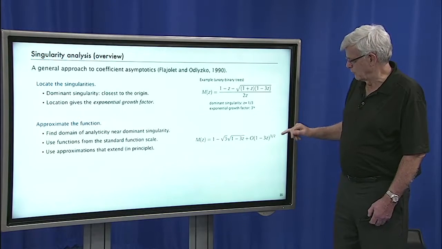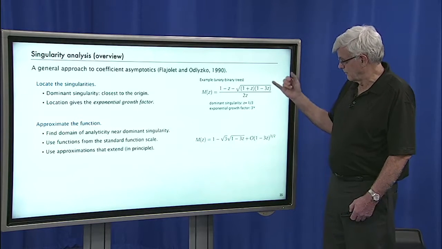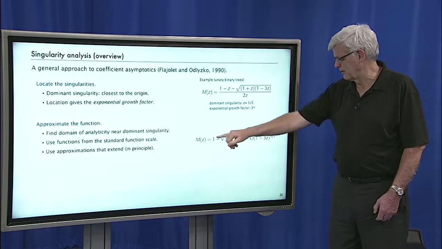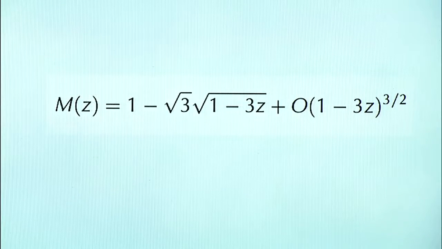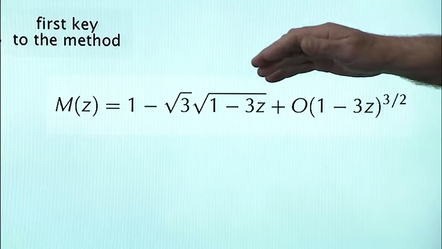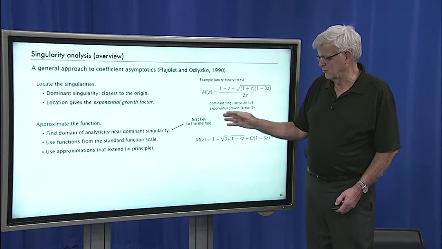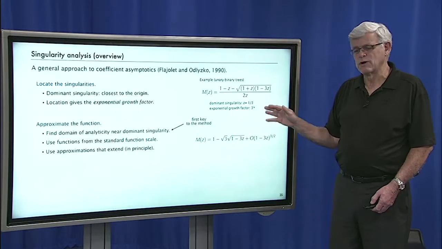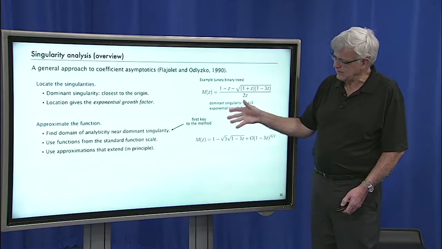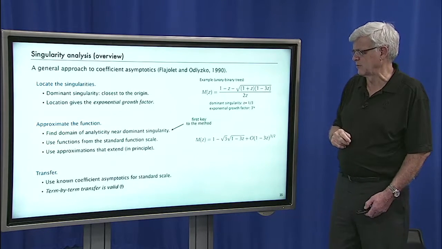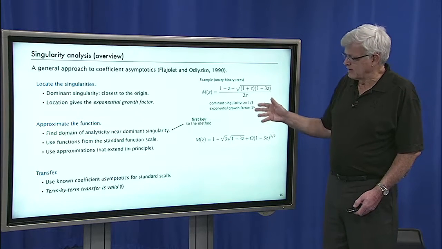So we'll look at how to develop for this function an approximation like this, and we could again carry it out as many terms as we wanted. So that's the first key: we have to know where it's analytic, and we'll see how that comes out in the proof.